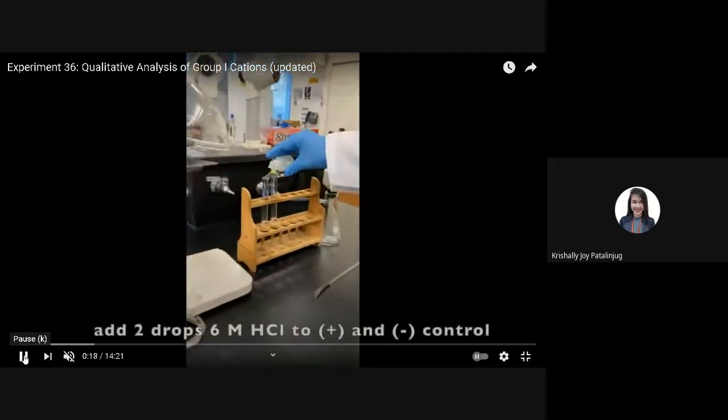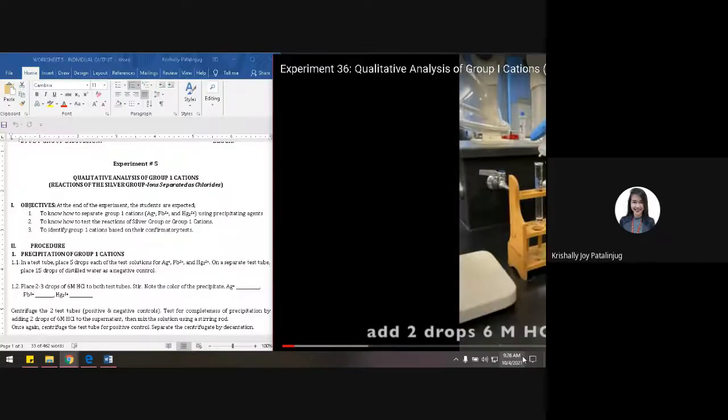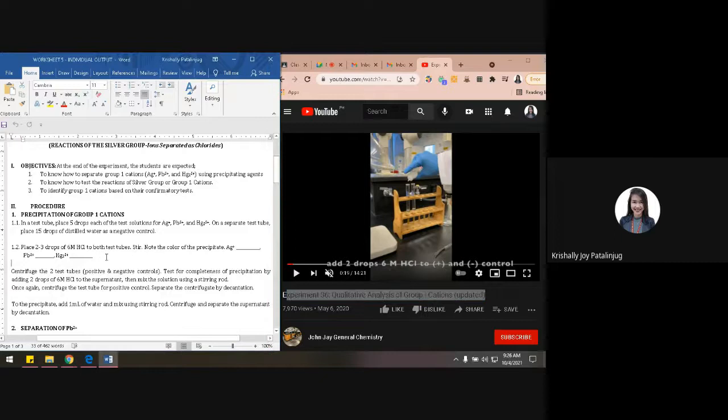That is what she did in the first step. This test tube is the positive control. Take note, the positive control has the 3 ions, and the negative control is just water. What is the negative control for? Whatever you add to that solution will not give a positive reaction, just no reaction, inert. Whatever you add to that negative control, no reaction will happen.